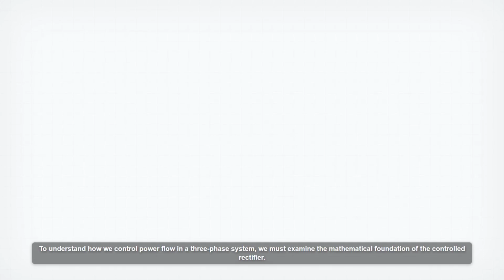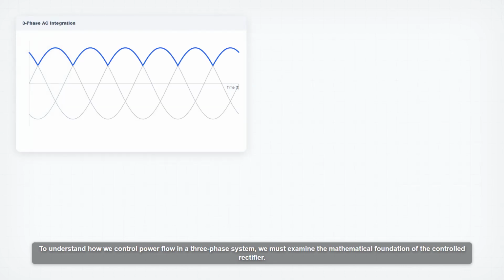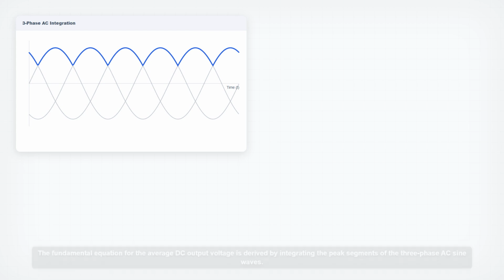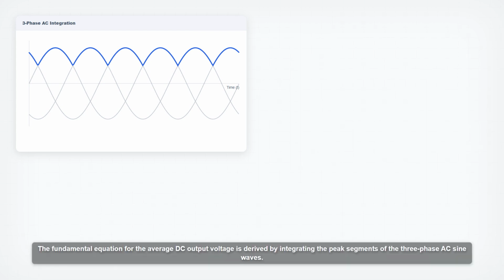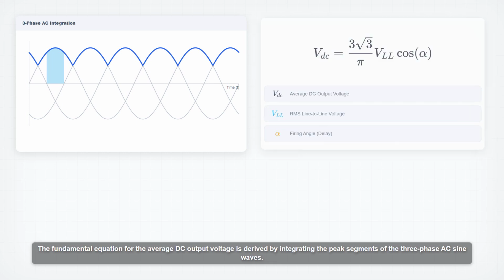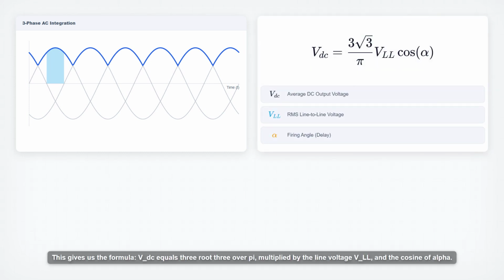To understand how we control power flow in a three-phase system, we must examine the mathematical foundation of the controlled rectifier. The fundamental equation for the average DC output voltage is derived by integrating the peak segments of the three-phase AC sine waves. This gives us the formula V_DC equals 3 root 3 over pi multiplied by the line voltage V_LL and the cosine of alpha.